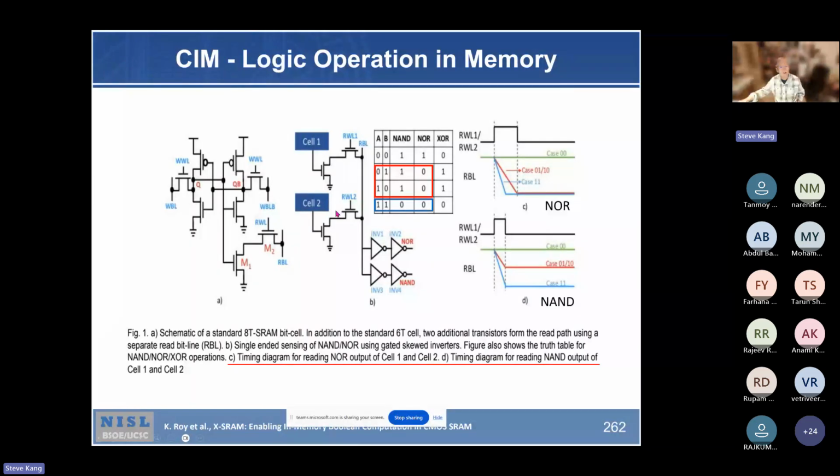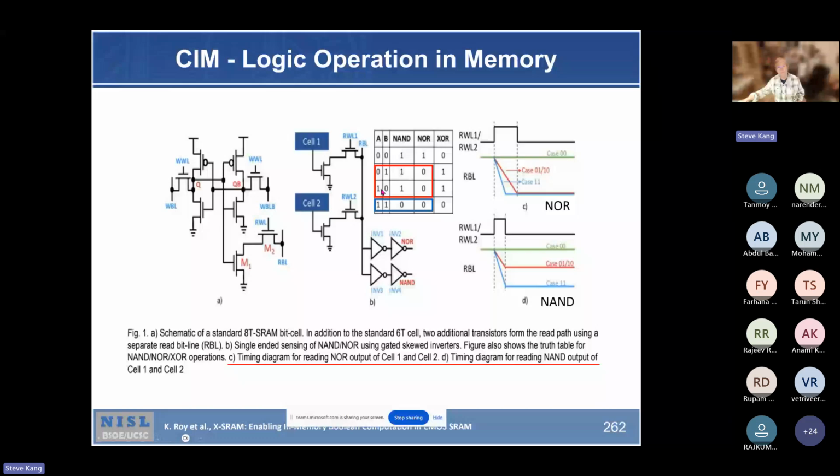Actually, this cell 1 is a 6 transistor cell, and this is repeated for cell 1. So 6 transistor cell 1, and then this one is M1, M2 here. 6 transistor cell 2, and the M1, M2 here. Right? So if data here is A, data here is B, then the combinations are 0,0, 0,1, 1,0, 1,1.